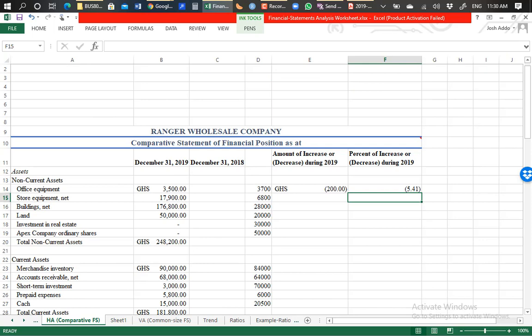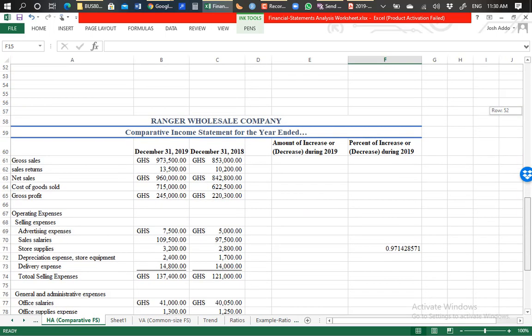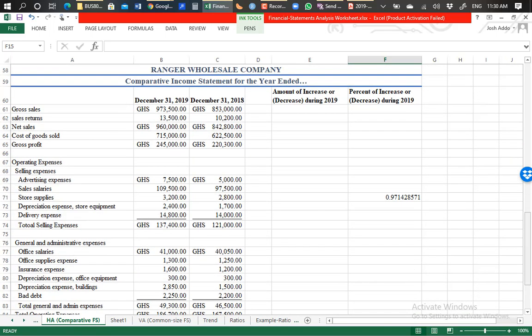So there is this statement for a company. It may be a fictitious company, Ranger Wholesale Company. Comparative income statement for the year ended December 31st, 2019 and December 31st, 2018, for 2 years, just like you saw with the Guinness statement.